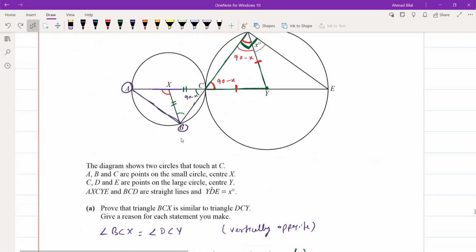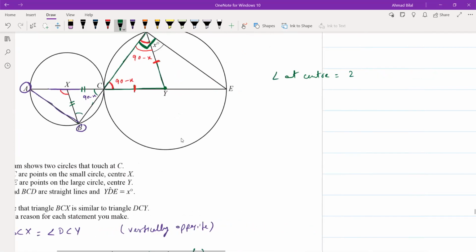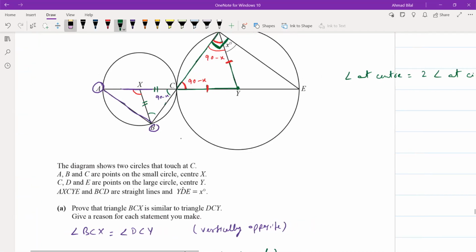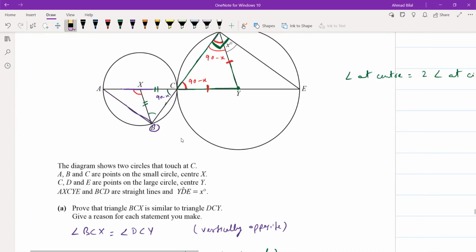So remember that circle property we have: the angle at the center is 2 times the angle at the circumference. If the same chord or arc makes an angle at the center and also at the circumference, the angle at the center is twice the angle at the circumference.